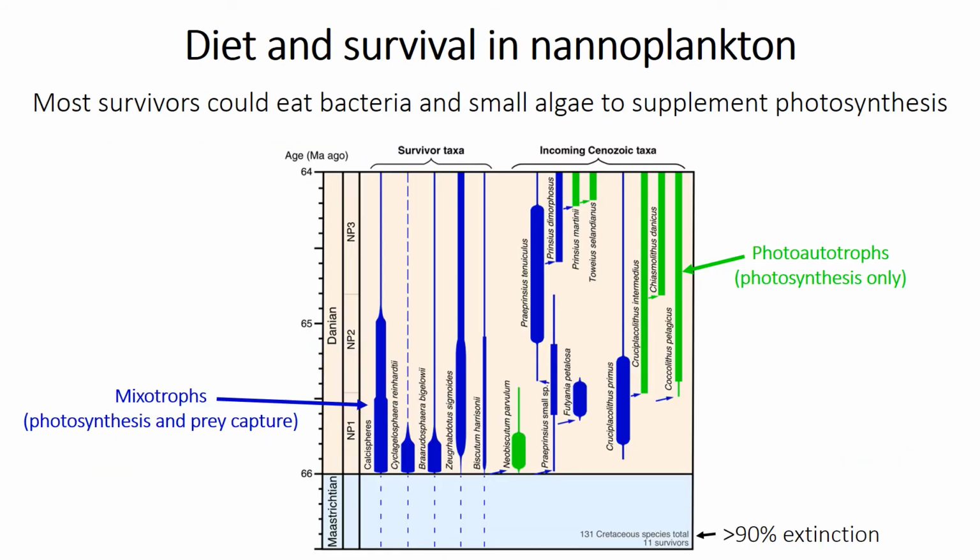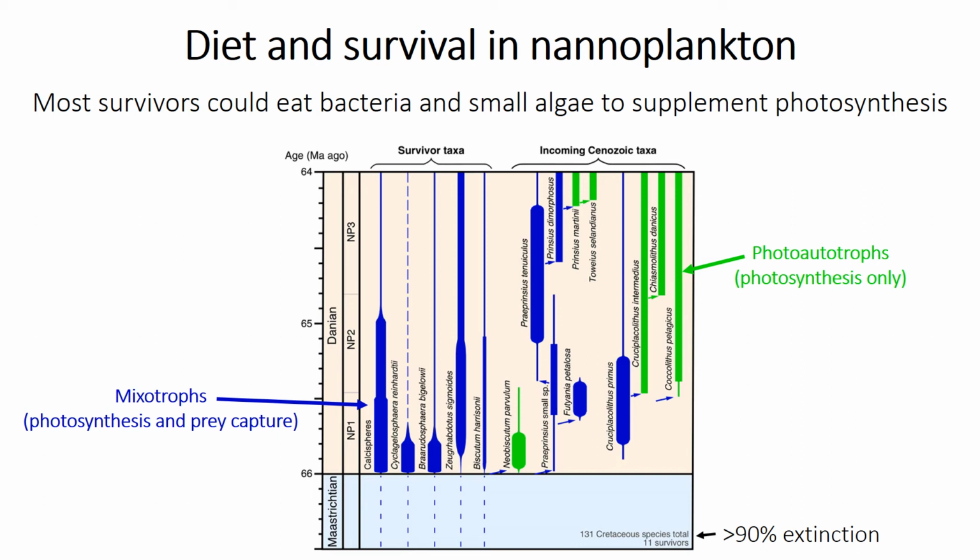So these algae are primarily photosynthetic, which means they need sunlight to get energy. And in the Cretaceous, about 90% of the species went extinct. So it's a really severe extinction. But of the ones that survived, a lot of them tended to be something called mixotrophs. Mixotrophs are things that are photosynthetic but can also eat bacteria and perhaps small algae to get more energy that would supplement their photosynthesis. And also many of the early species that evolved after the extinction tended to be these mixotrophs.